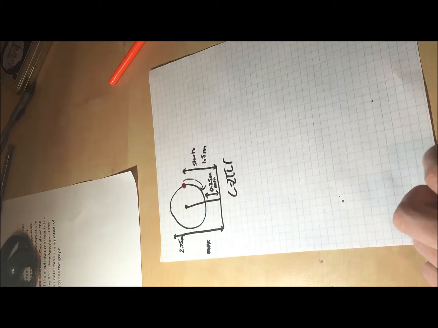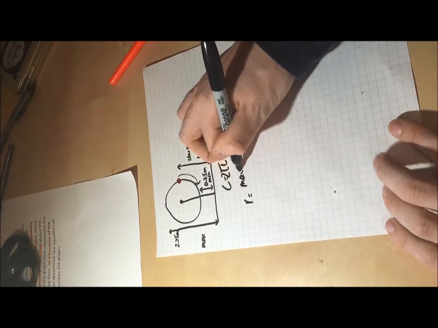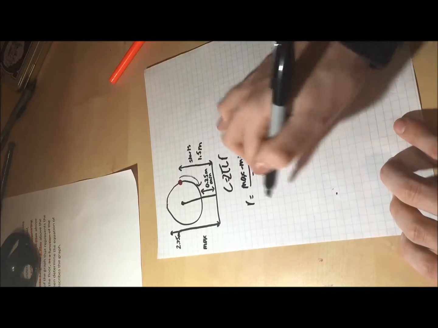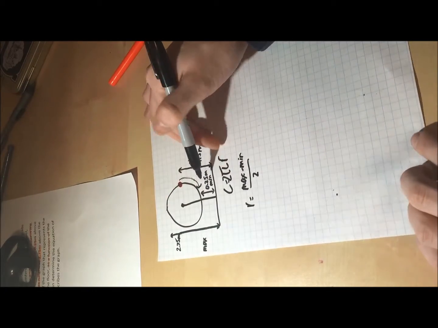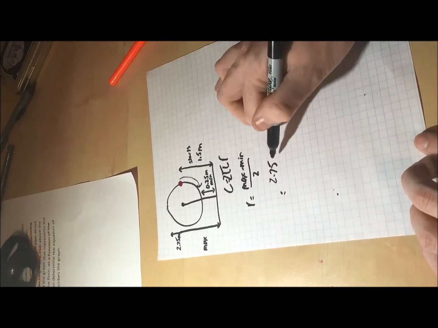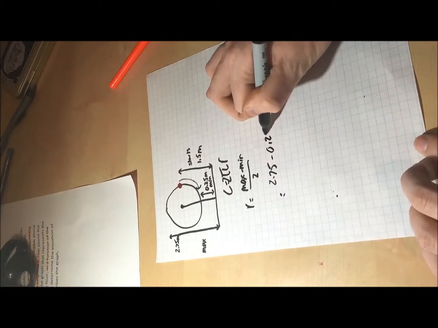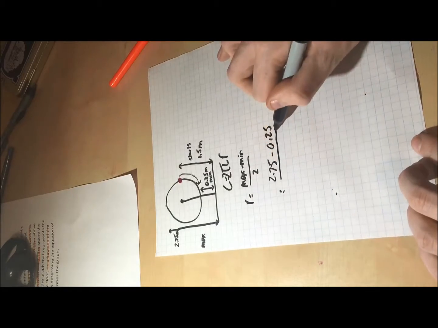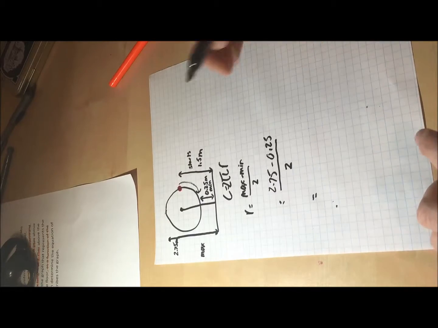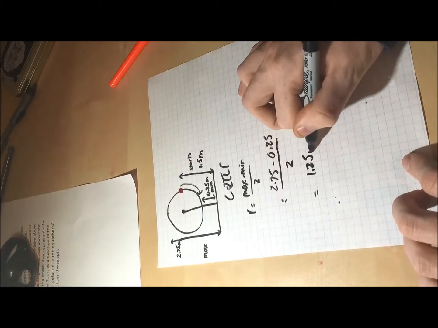In order to calculate the radius of the circle, we can find it as the maximum height minus the minimum height, divided by 2. The maximum height and the minimum height are both given to us. So we have the max height, which is 2.75 meters, minus the minimum height, which is 0.25 meters, and we do all of this divided by 2. What this gives us is that the radius of the circle is 1.25 meters.